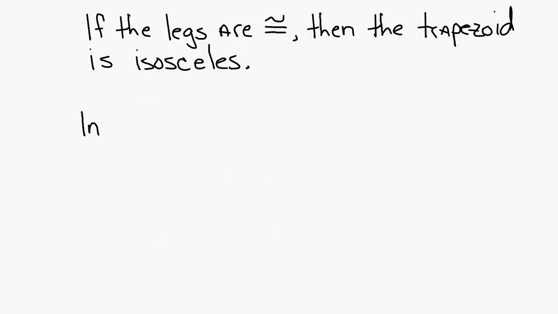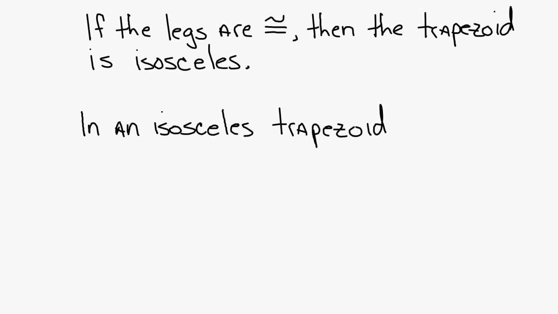In an isosceles trapezoid, each pair of base angles are congruent. So in an isosceles trapezoid, each pair of base angles are congruent.